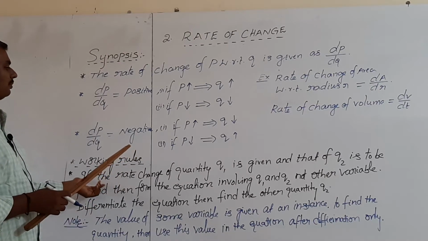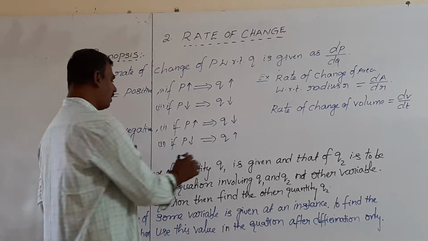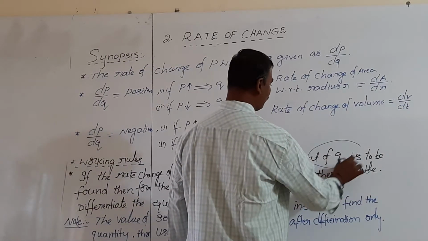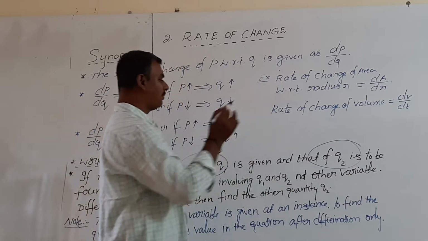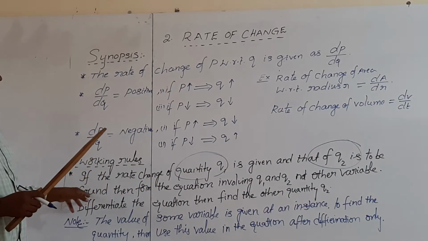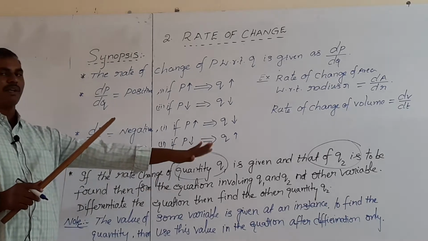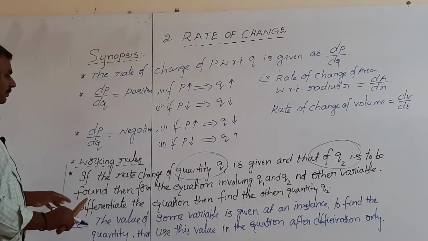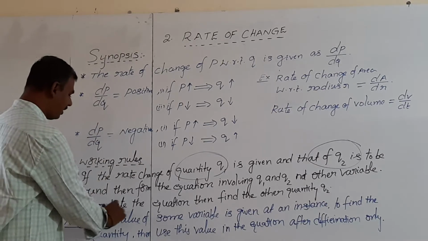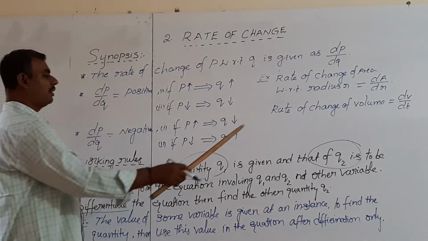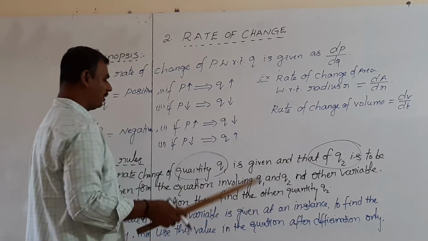Firstly, what to do? Find out the quantities. How many quantities are given? 2 quantities, 2 variables. So find the 2 variables. According to the 2 variables, we have to form the equation, not in another variable. Then after that, differentiate the equation. Then find the quantity.